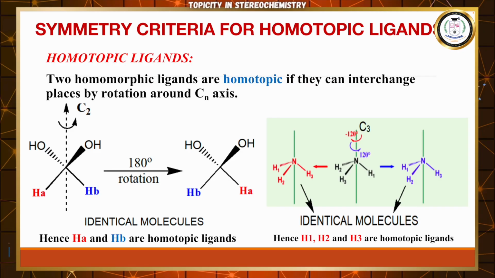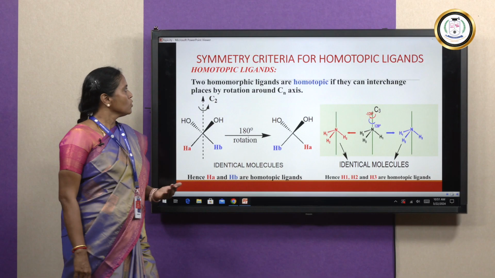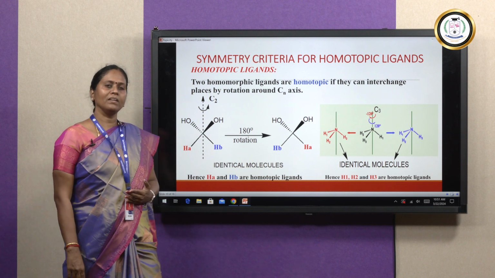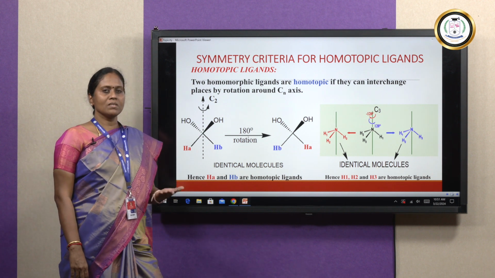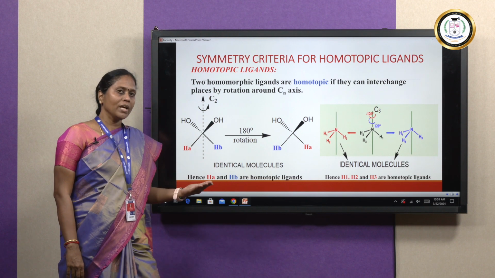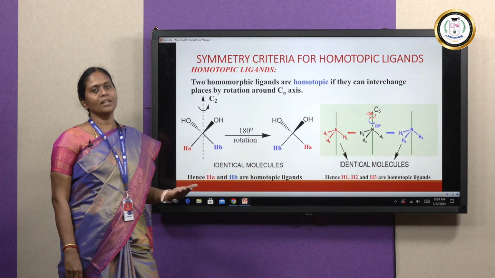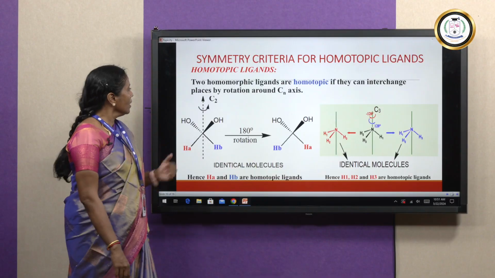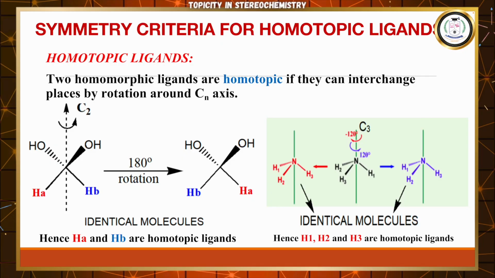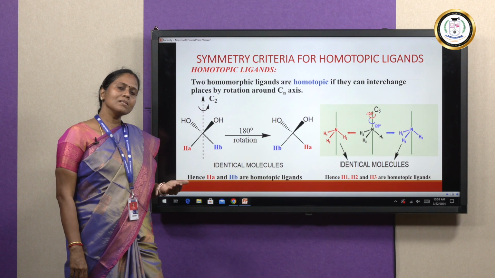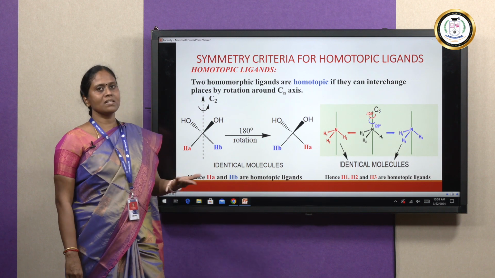So how can we find out whether that is a homotopic ligand or not? As I told you, there are two criteria that can be used. First we will see what is the symmetry criteria. Symmetry elements, whether a CN axis of rotation is present in the molecule, will be determined. Two homomorphic ligands are homotopic in nature if they can interchange their places by rotation around a CN axis. This principal axis can be a C2 axis, C3 axis, etc.